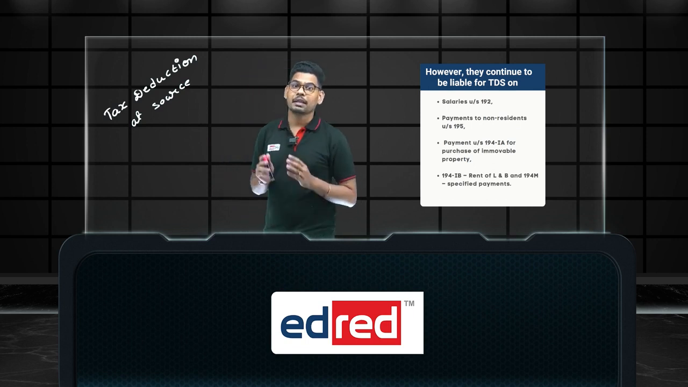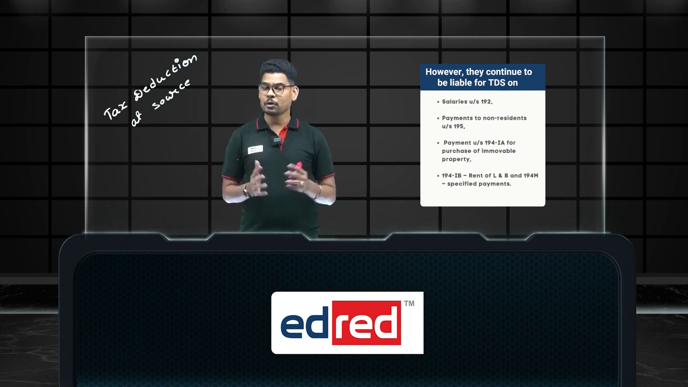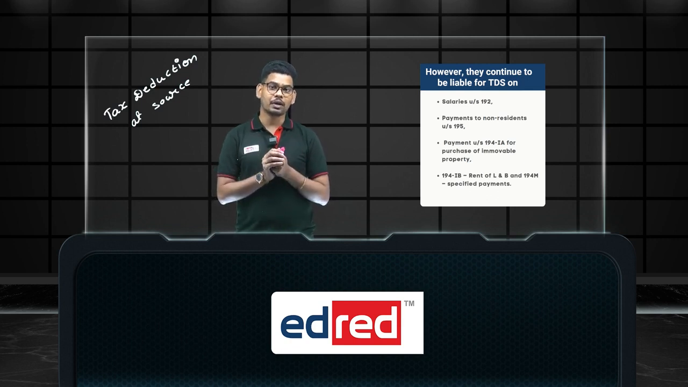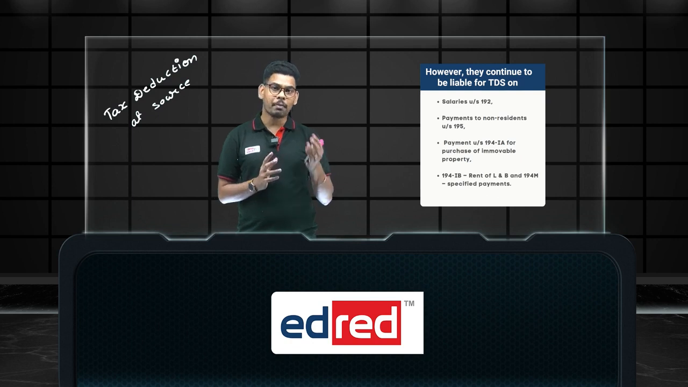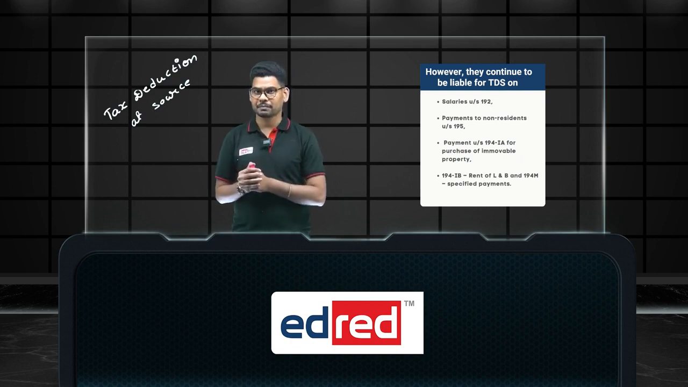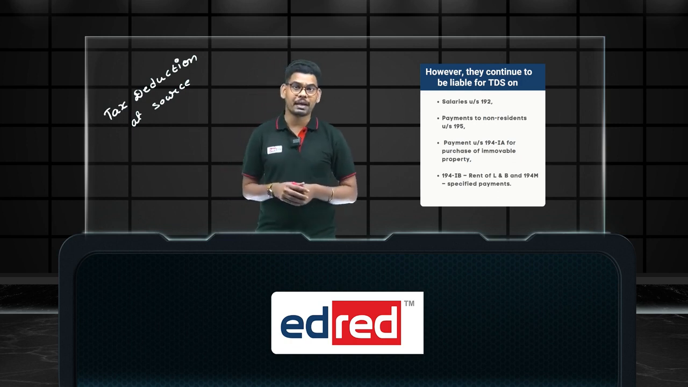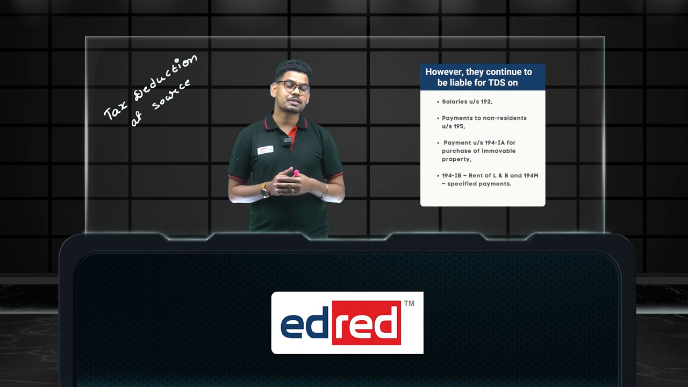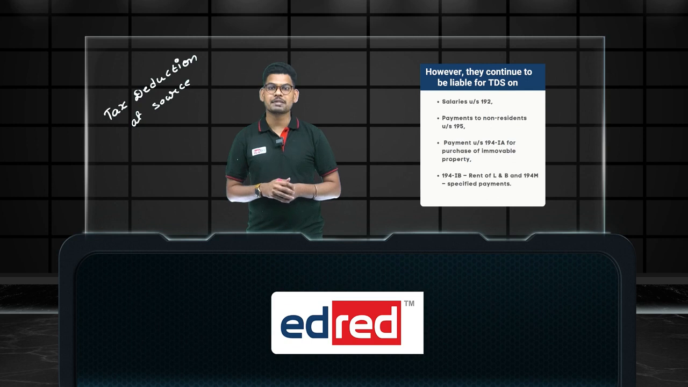Next, we have the payment under section 194 IA for the purchase of immovable property. When you are purchasing any immovable property and you have to pay a certain amount, you also should register under TDS, and while making the payment, deduct TDS and pay it to the department. Next, who pays rent on building, machinery, equipment, etc. They should register under TDS. So these are the parties who should register mandatorily under TDS irrespective of the threshold limit of the preceding previous year.